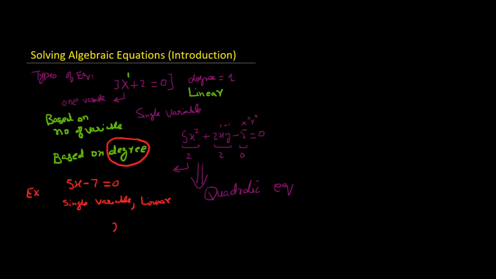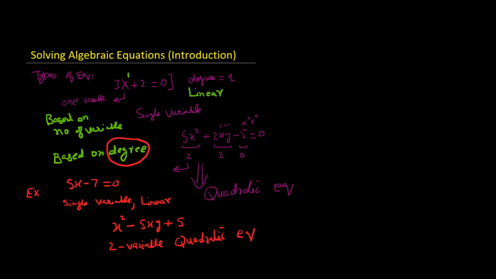So what about this? x square minus 5xy plus 5. So it's a two variable quadratic equation. Two variable or multivariable, but because here there are two variables, and quadratic, because if the power is 2, we have a name for that, quadratic equation.